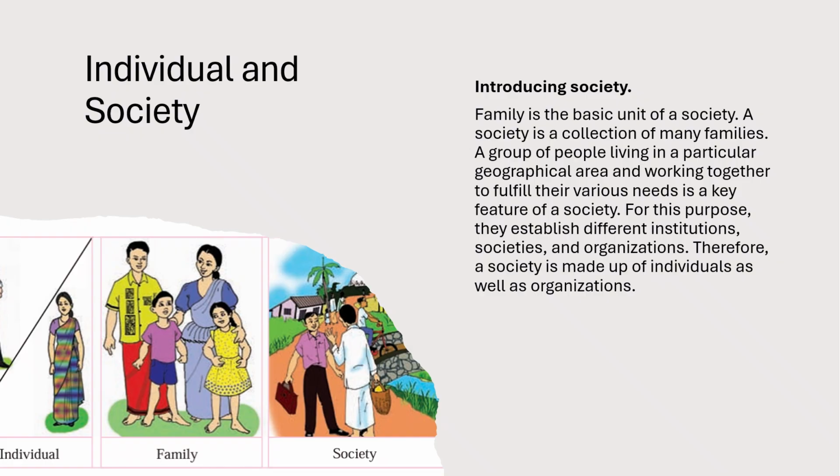Now we're going to learn about individual and society. Family is a basic unit of a society. A society is a collection of many families. A group of people living in a particular geographical area and working together to fulfill their various needs is a key feature of a society. For this purpose, they establish different institutions, societies, and organizations. Therefore, a society is made up of individuals as well as organizations.